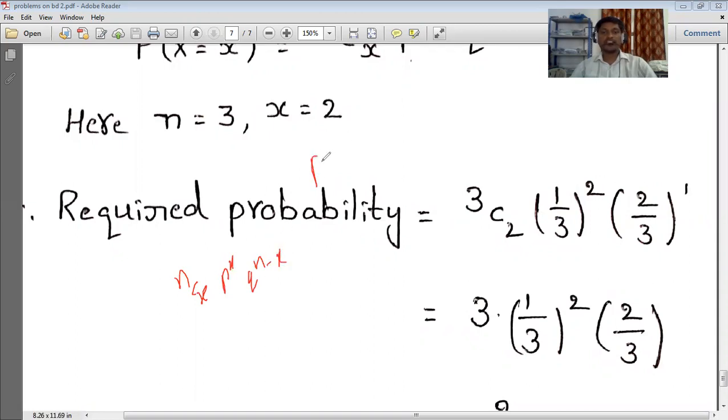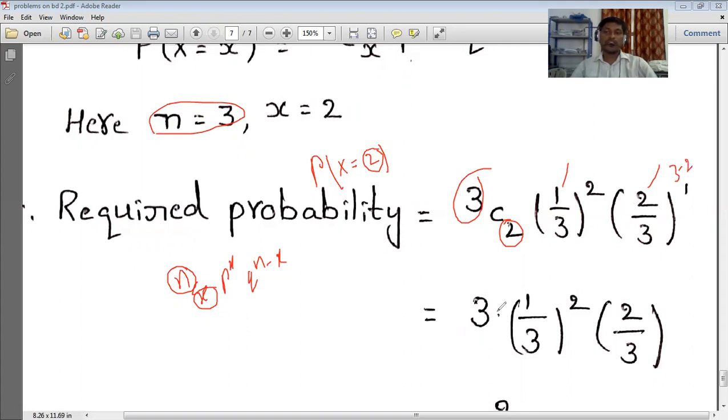And here we are calculating P of capital X is equal to 2. So in place of n, we already know that it is 3, so that's why we substituted n as 3. Next, in place of x, how much do we have? 2. So for that we substituted 2. And p is nothing but 1 by 3, and q is nothing but 2 by 3. And x is nothing but 2, and n minus x is nothing but 3 minus 2, which is 1.